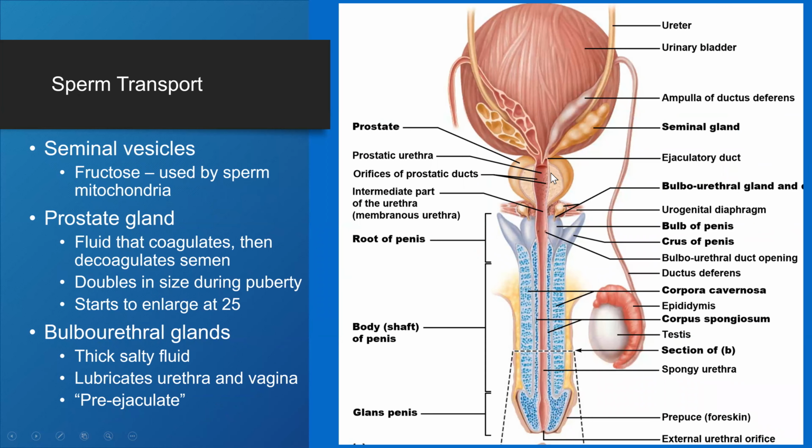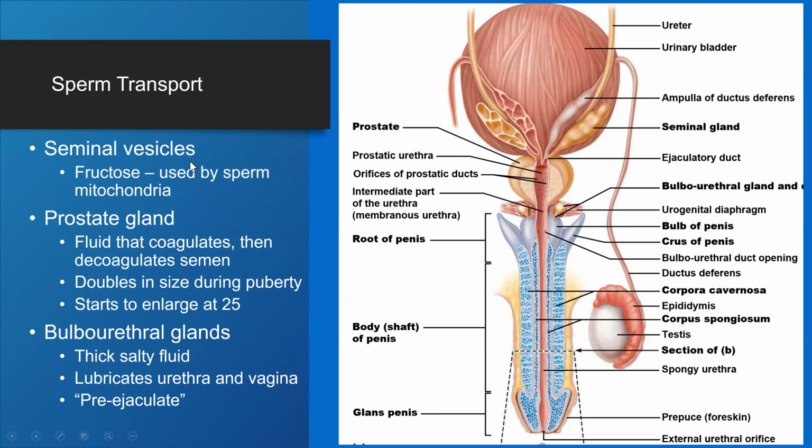So here we can see even better, that's a posterior view. So we can see seminal vesicles, right? And you can see the duct of seminal vesicle and duct of vas deferens or ductus deferens, they come together right over here and then form the ejaculatory duct.